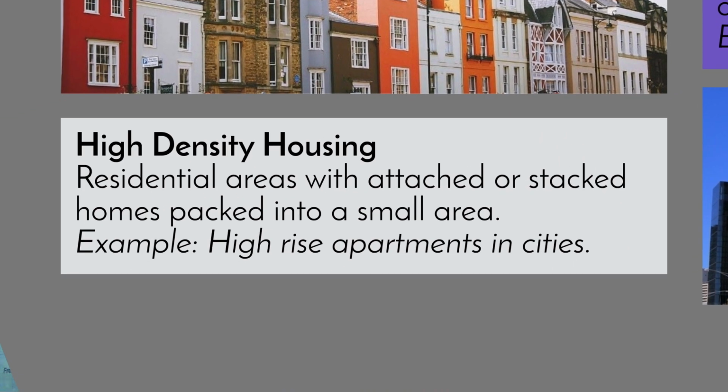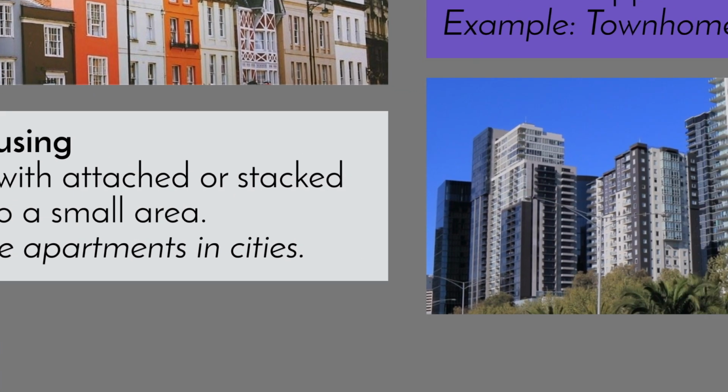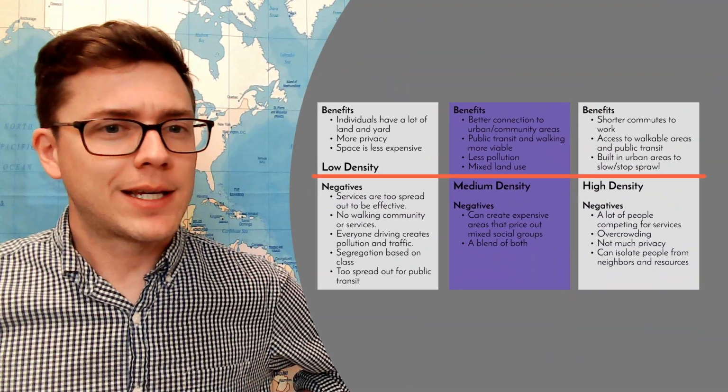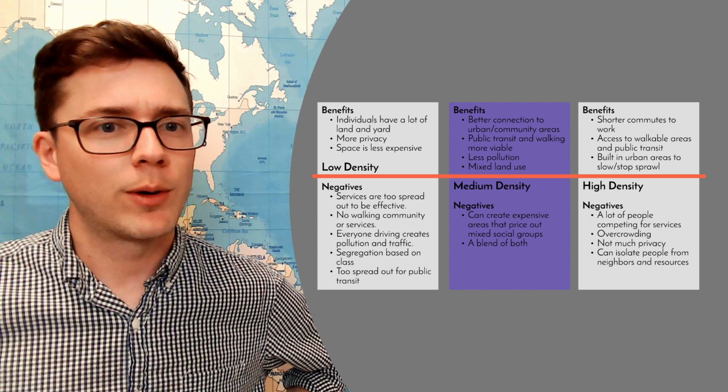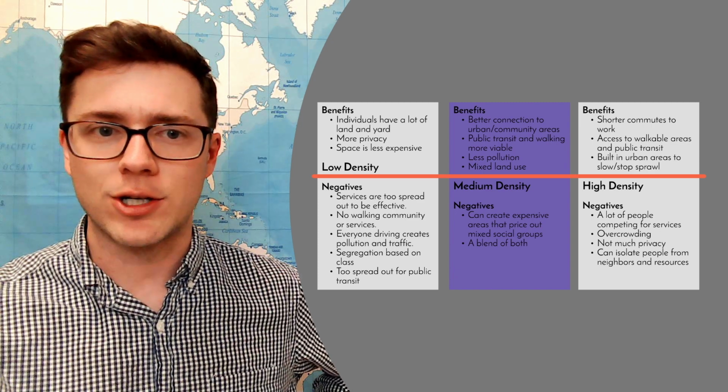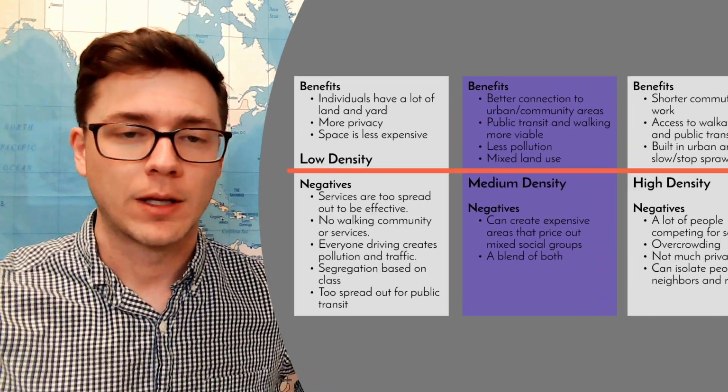High density housing are residential areas with attached or stacked homes packed into a small area. So high-rise apartments in cities are a good example of high-density housing. All three of these types of housing have their positives and negatives, and we're going to go through each and look at what are the advantages and disadvantages of each type of housing.